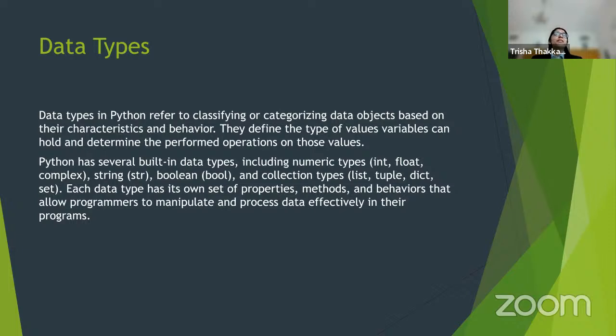Python has several built-in data types. This includes numerical types such as int, float, and complex numbers, strings, booleans, and collection types. Each data type has its own sets of properties, methods, and behaviors that allow programmers to manipulate and process the data effectively in their programs.